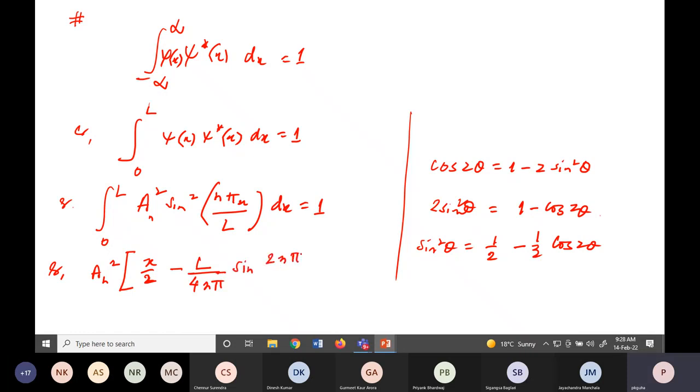And cos, when you integrate, will give you sine, so from 0 to L is equal to 1, and you do that, you will ultimately get A_n equal to root 2 over L. Now you see A_n is independent of n, so we can write A instead of A_n.